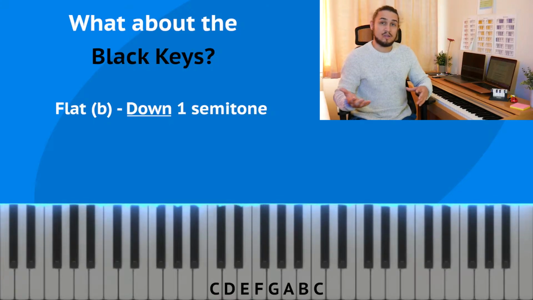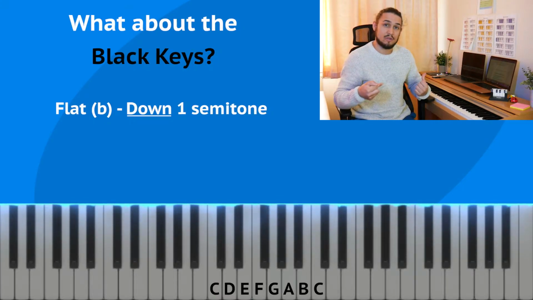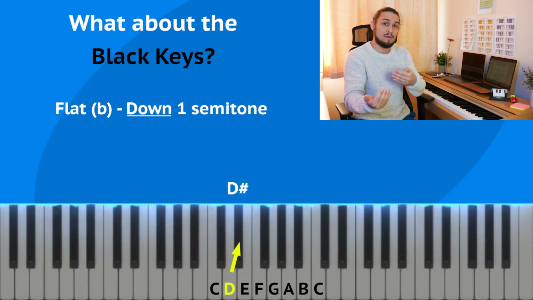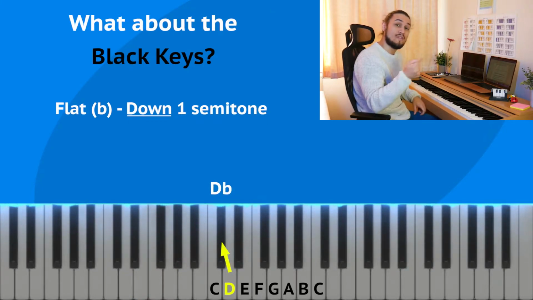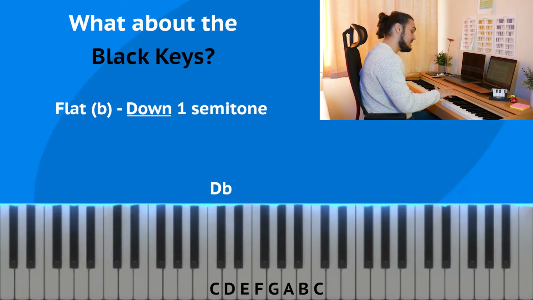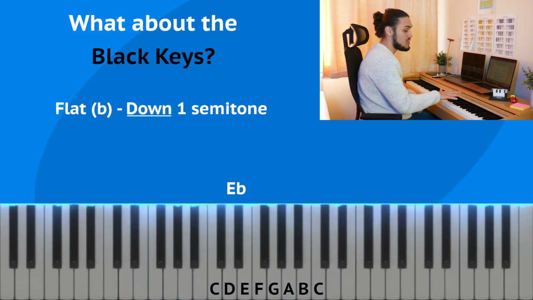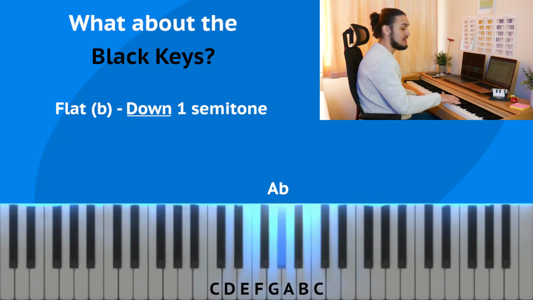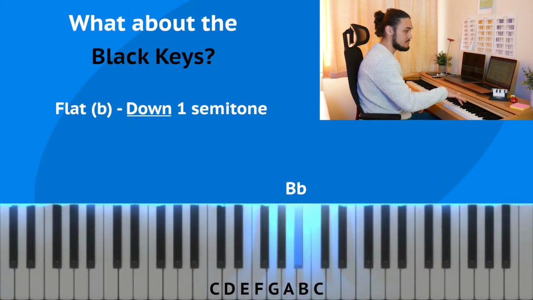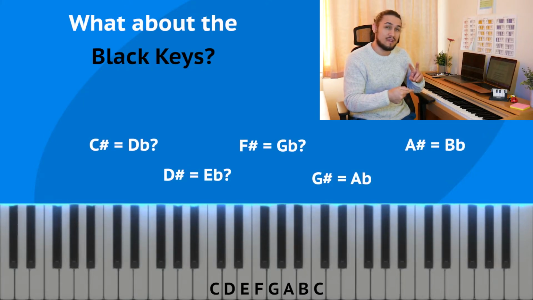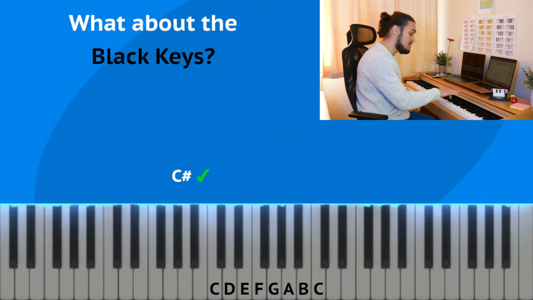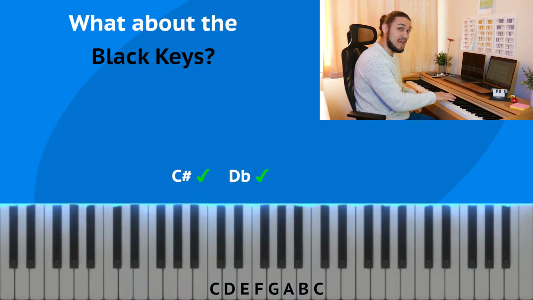A flat is like a sharp but going in the opposite direction. So instead of taking it up by a semitone, you're going to take it down by a semitone, or to the left. So this would be a D flat now, and then E flat, G flat, A flat, and B flat. But hold on, doesn't that mean each of those black notes have 2 different names? And yes, you'd be correct.